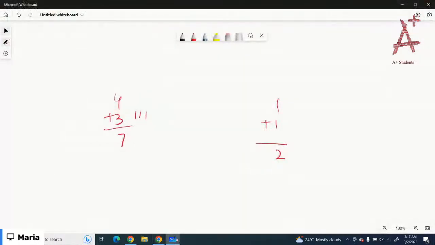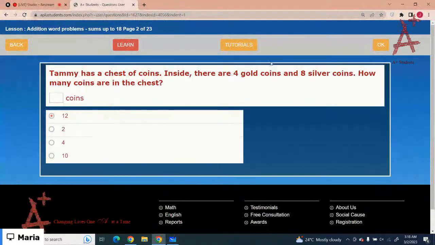Start with 8 and count up 4. 8, 9, 10, 11, 12. So 8 plus 4 makes 12. Got it? So the correct option, that means the total coins in the chest are 12. 8 plus 4 makes 12. So just select the correct option and click on the OK button.